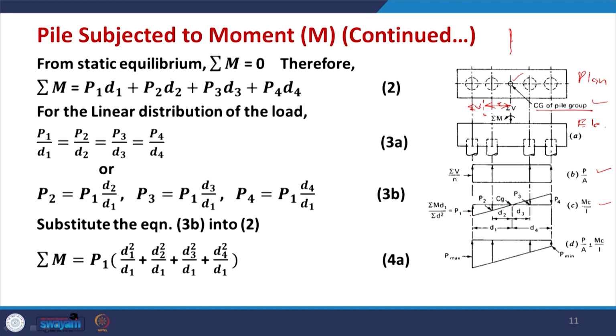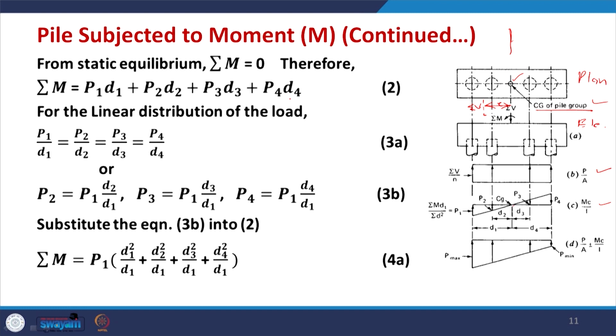So, the total will be if we take the moment about this CG. What will happen? This CG will be P1 into D1 plus P2 into D2 plus P3 into D3 plus P4 D4. So this second equation gives you the total moment, and then these are linearly distributed, that means P1, P2, P3, P4 are in proportion to their distances. So equation 3a will be holding for the linear distribution of the loads.